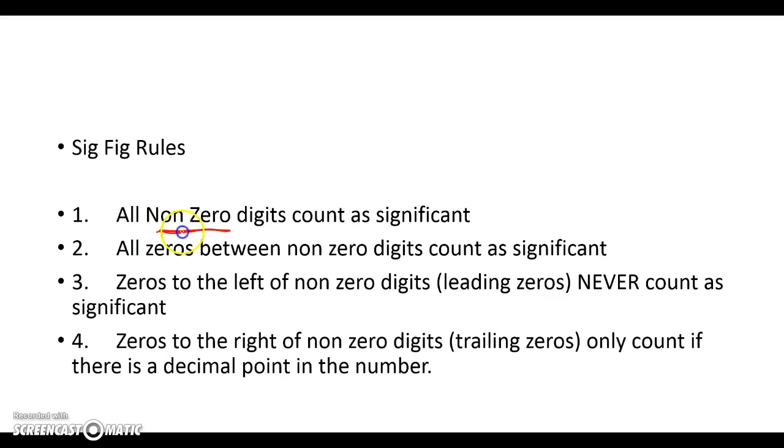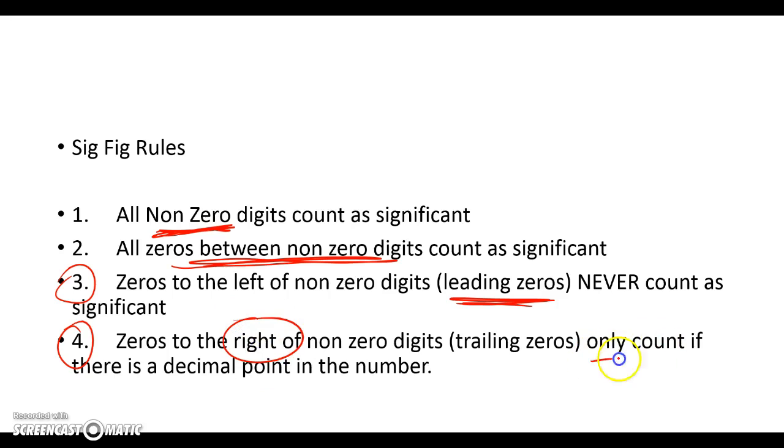So all non-zero digits count as significant. I think we understand that. All zeros between non-zero digits count as significant. Now these are the two that tend to give us a problem. We're saying that zeros to the left of the non-zero digits, we also call them leading zeros, they never, ever, ever, ever count as significant. Zeros to the right, however, will count only if there is a decimal point in the number.